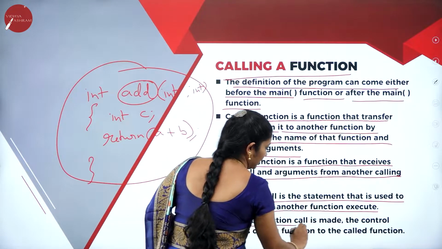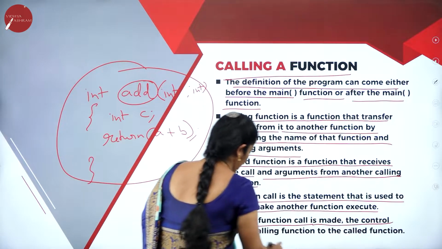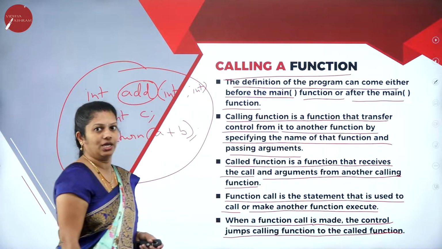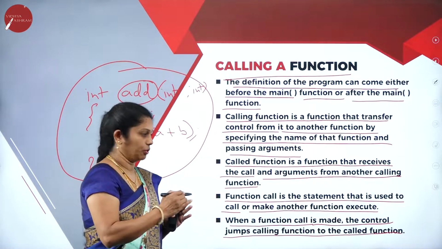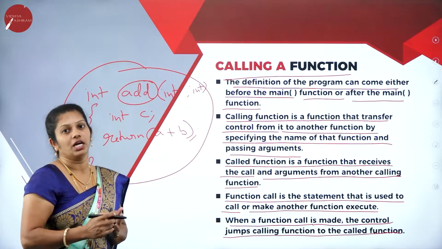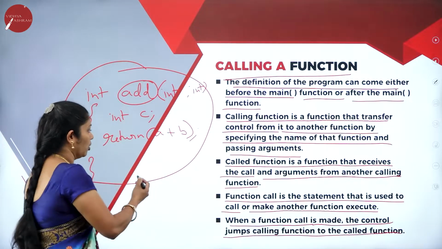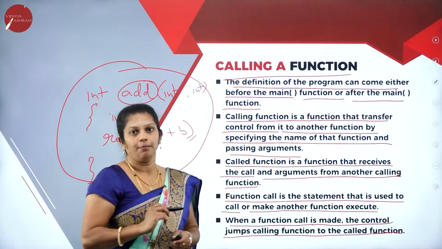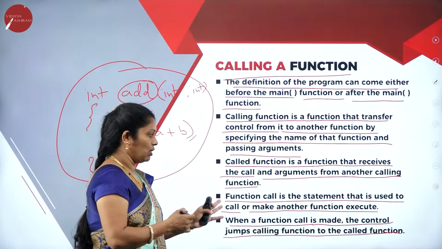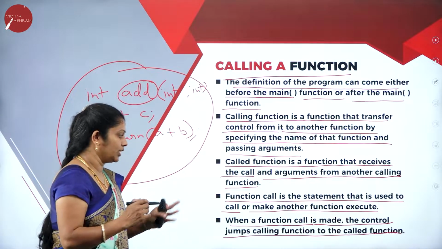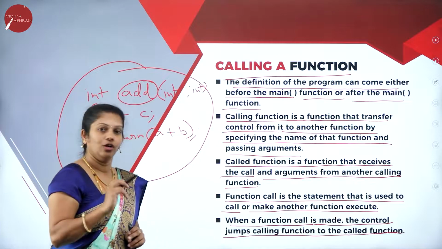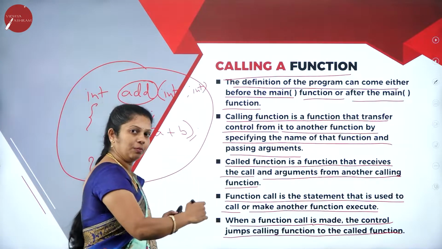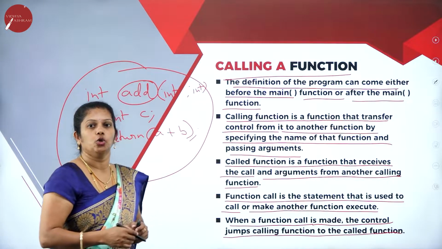When a function call is made, the control jumps from the calling function to the called function. For example, from the main program to the subprogram, how does the control jump? When I call the subprogram, automatically the control will jump to that particular subprogram. When the function call is made, the control jumps from the calling function to the called function, for example from the main program to the subprogram.